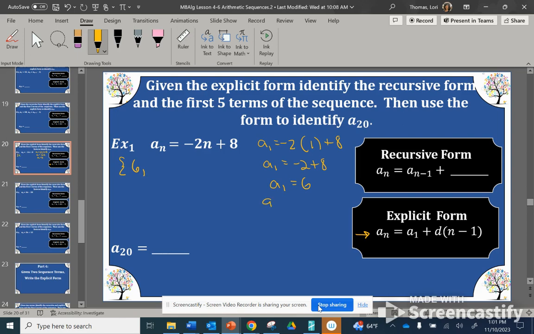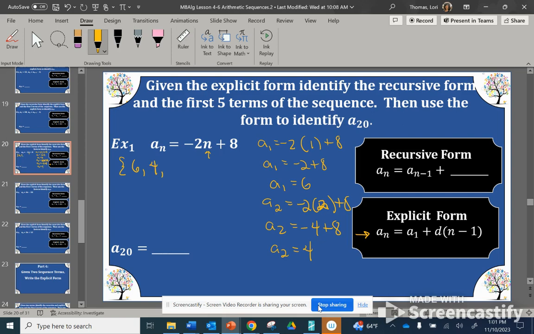And then I can plug in 2 for n. And my second term is negative... whoops, I forgot to put in the 2. 2 goes there. Negative 4 plus 8. So my second number is 4.